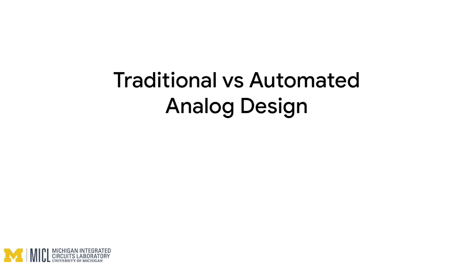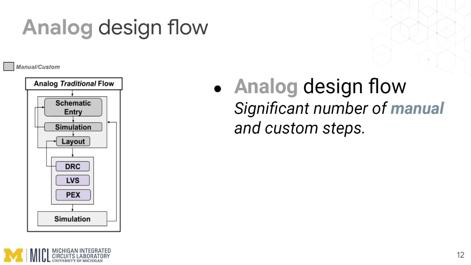So one way of driving down the cost is automation. Analog automation has been around or discussed since the 70s, and there's still no solution for it. What we proposed at Michigan is FASOC, which spun off the DARPA IDEA program. And I'll discuss it a little later.